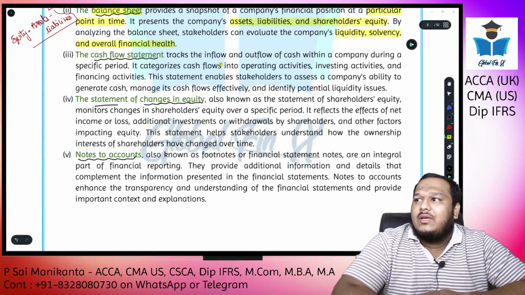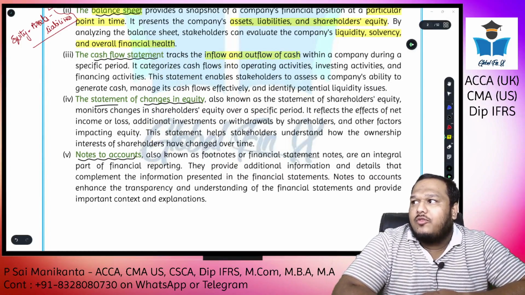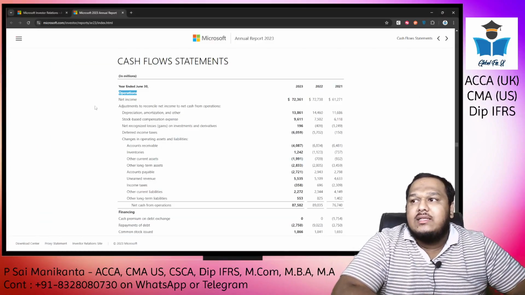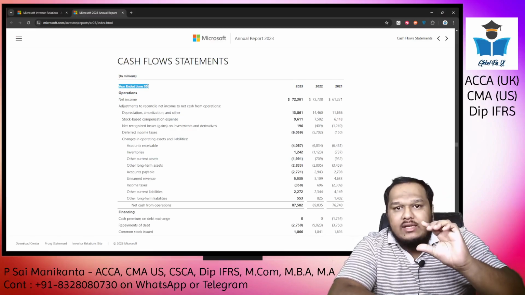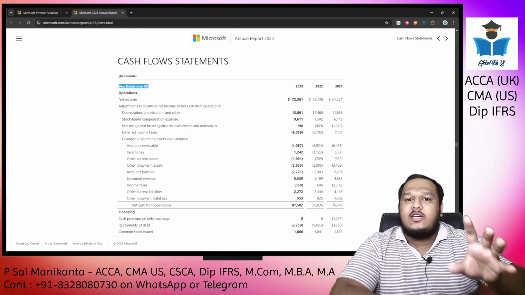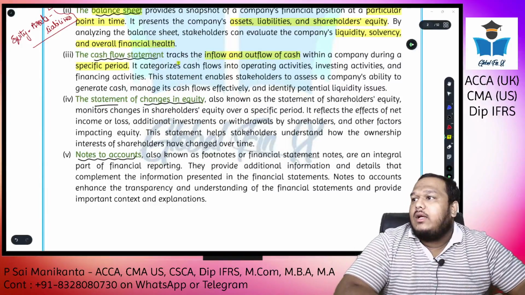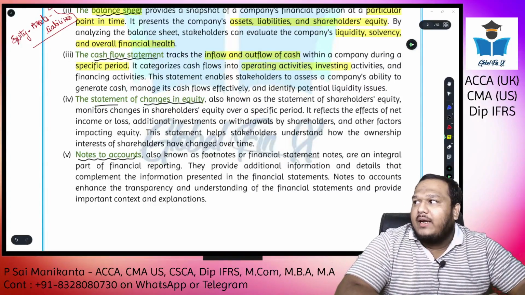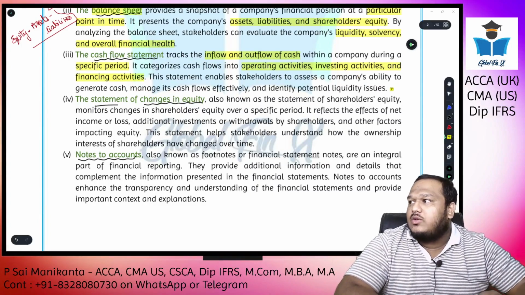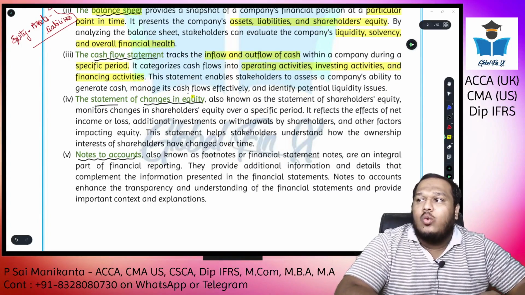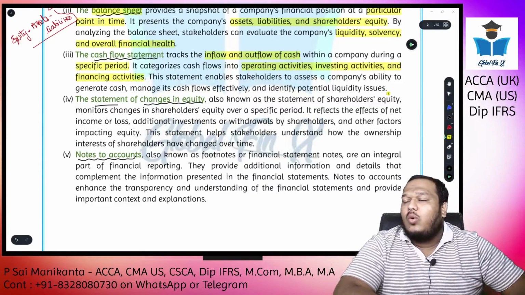So the cash flow statement tracks the inflows and outflows of cash within the company during a specific period. Again, the title is for a period. This is year ending 30th June. So cash flow is for a period of time. During this period, how much cash inflow, how much cash outflow is there, right? Then it categorizes them into operating activities, investing activities, and financing activities. This enables the stakeholders to assess the ability to generate cash, how it is managing the cash flows, and what is the liquidity.